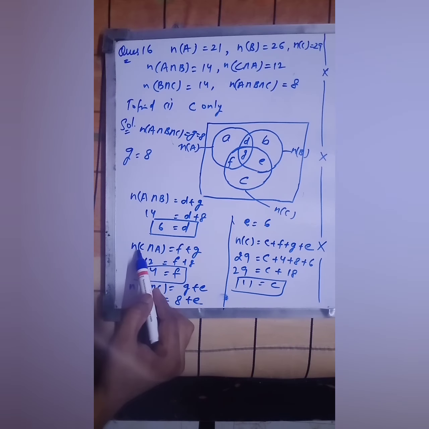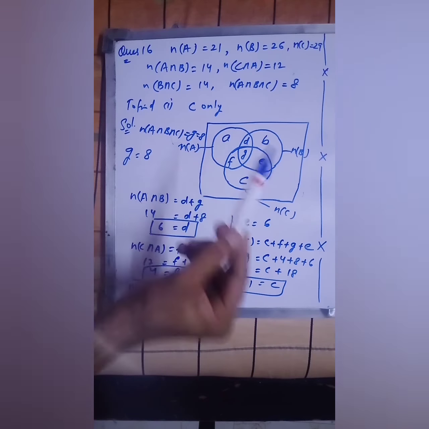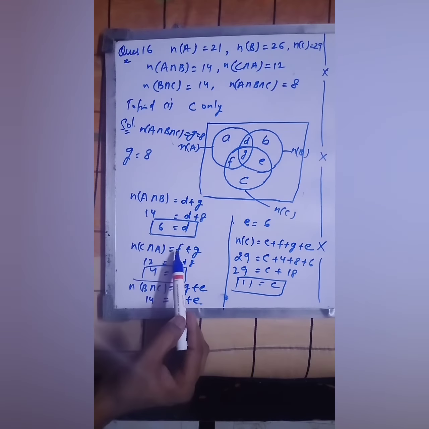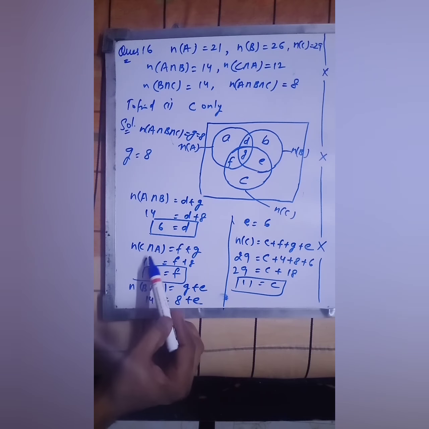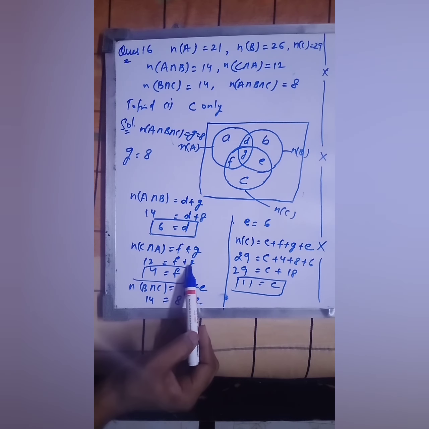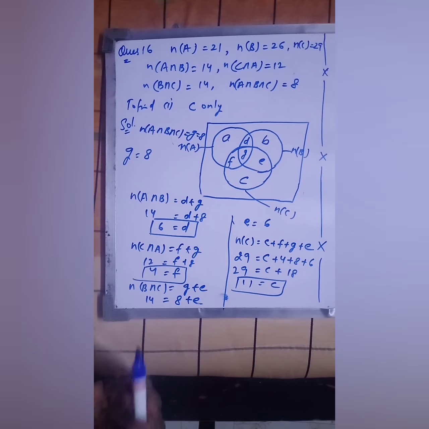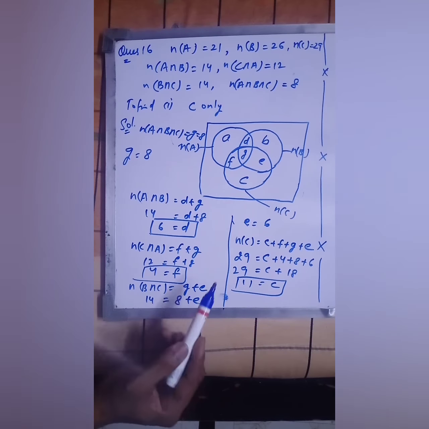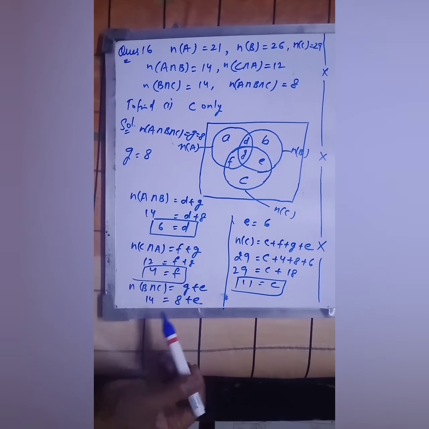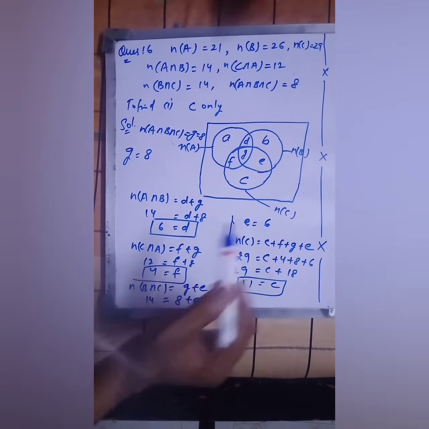Okay, and here C intersection A is given to us, which is 12, and C intersection A means F plus G. So this is equal to F plus G. The value of this is given to us, which is 12, and F is not given. The value of G is given to us, which is 8. So you will get the value of F. So F will be 4. Okay. Now B intersection C will be G plus E. G plus E is given, which is 14. G is 8 and E we have to calculate. So after calculating, you will get E is equal to 6.